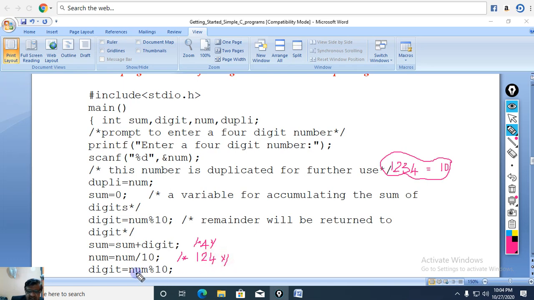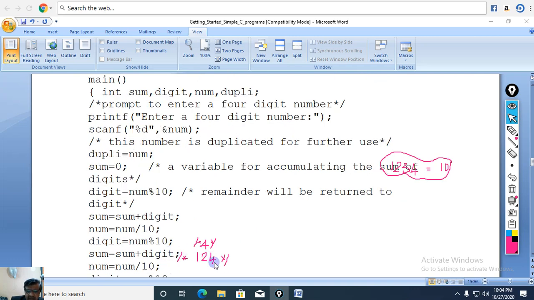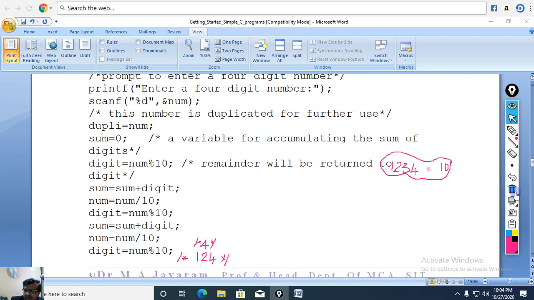Now digit equal to num mod 10. So num is no longer 1234, it has become 123. Now it is 123 mod 10. 123 mod 10 will give us 3. 3 will go and add with 4. So now what we get over here is actually 4 plus 3.